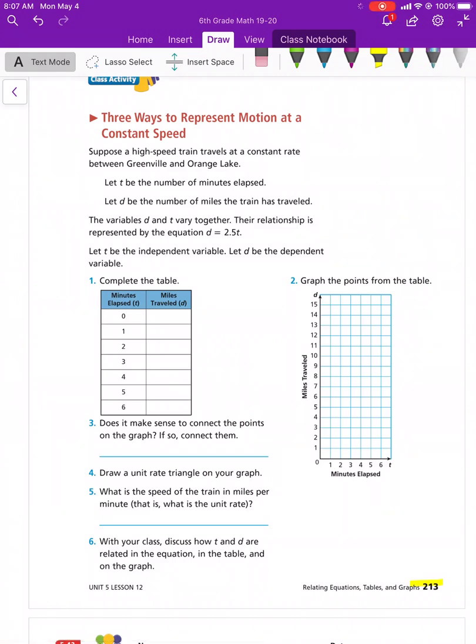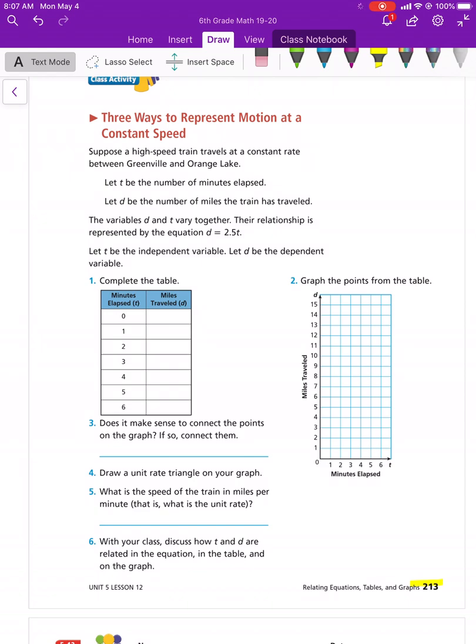Today we're going to be going over lesson 12 in unit 5. This is relating equations, tables, and graphs. And the lesson objectives are make a table and graph based on the equation, and then relate equations, graphs, and tables for constant change situations. This looks really complicated, but it's really not. And I'll teach you guys exactly how to make this look like a piece of cake.